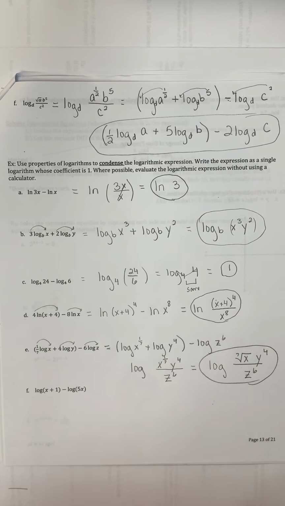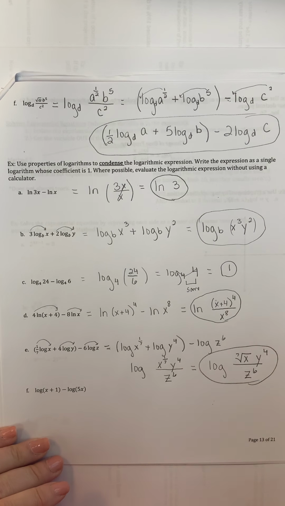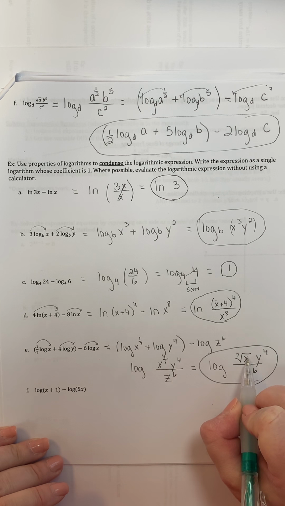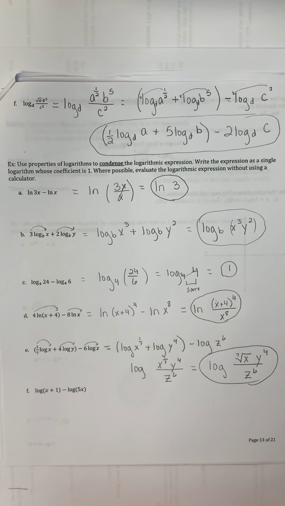So if you have a fractional exponent, go ahead and change that back. Remember, your denominator is the index, your numerator is the exponent. Okay, that was very tricky. That was everything I could think of there.